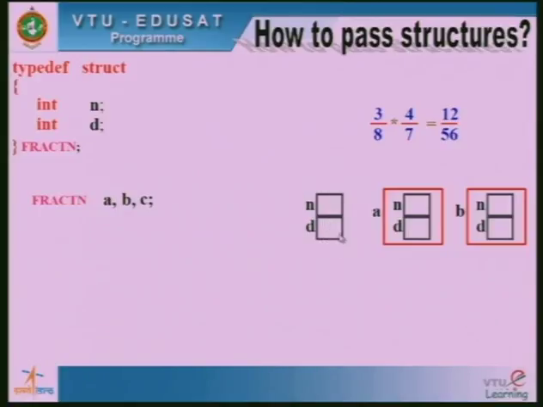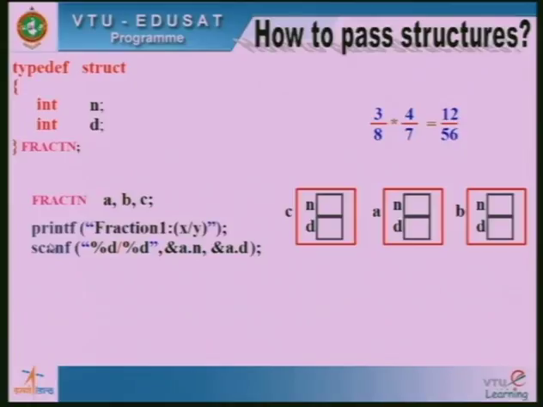So this entire block can be accessed by the common name C. Now tell me how to read the data into this. &a.n and &a.d. So I have to use format specifier %d and %d. So here I write scanf. Before that we write printf fraction 1 x/y.